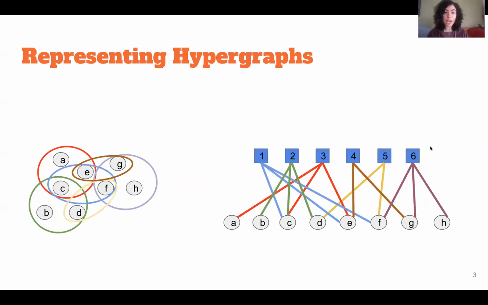We can represent a hypergraph by a bipartite graph where we have two sets of nodes. One set of nodes is our hyperedges in the original hypergraph, and another set of nodes is our nodes in our hypergraph. And there's an edge between these two sets if that node belongs to that hyperedge. For example, on the left, we have a hypergraph, and hyperedge 3 is connecting nodes A, C, and E. Similarly, on the right, the bipartite representation has node 3, which is connected to A, C, and E because these nodes are in hyperedge 3.